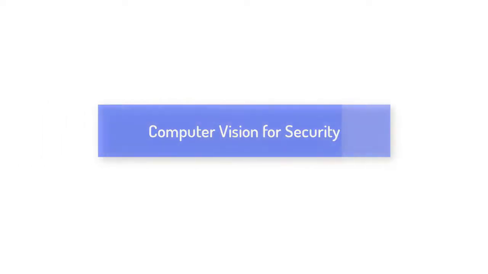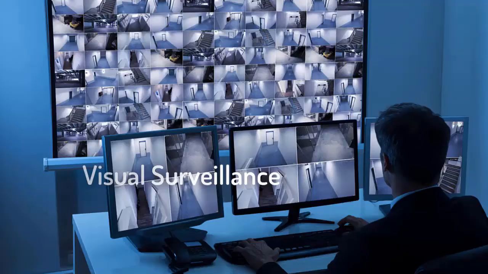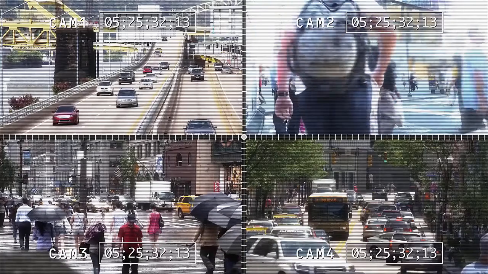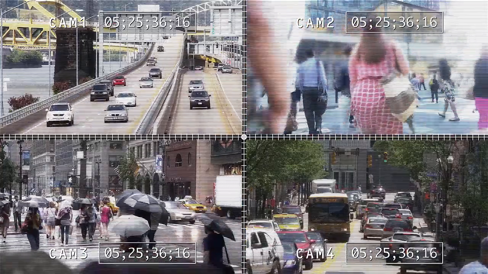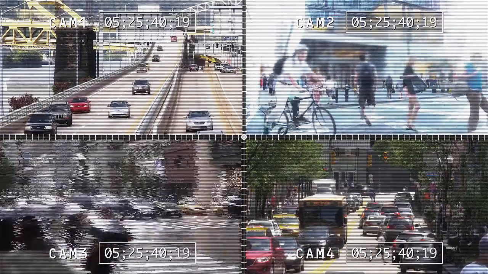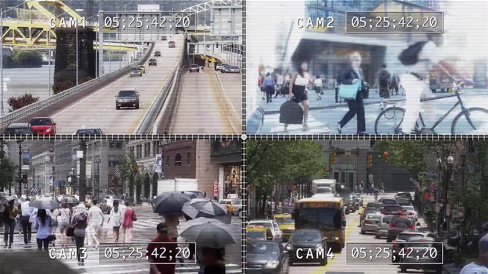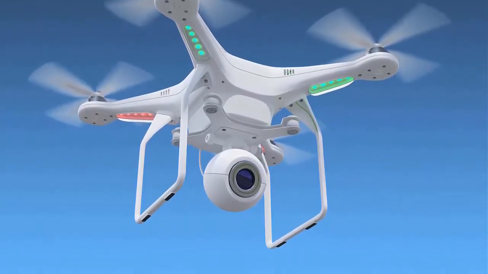One of the key applications of computer vision is visual surveillance. Human supervision simply cannot scale up to the needs of visual surveillance. There are too many objects and events to keep track of. Visual surveillance is an active area of research, for example, to make it work robustly on an energy-constrained system like a drone.